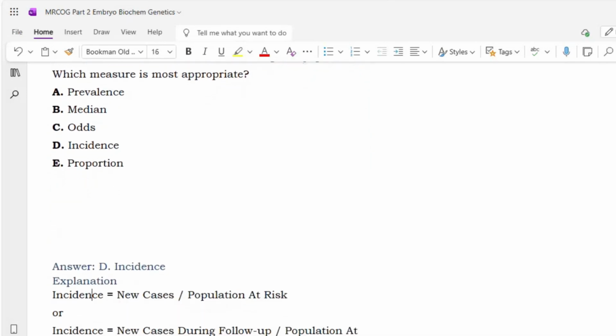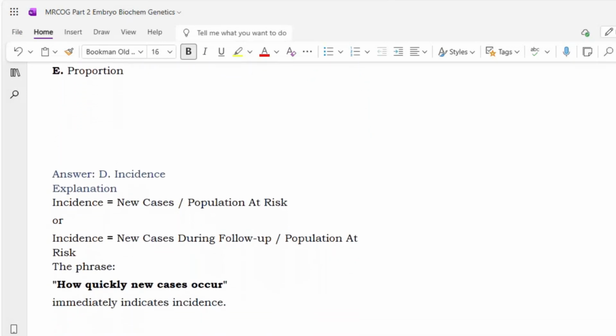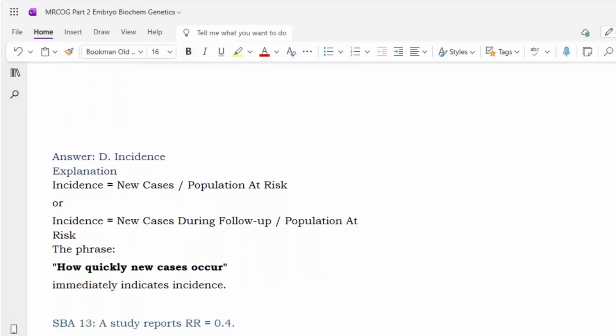So incidence equals new cases divided by population at risk. Incidence equals new cases during the follow-up divided by population at risk. The phrase how quickly new cases occur immediately indicates incidence. Next.